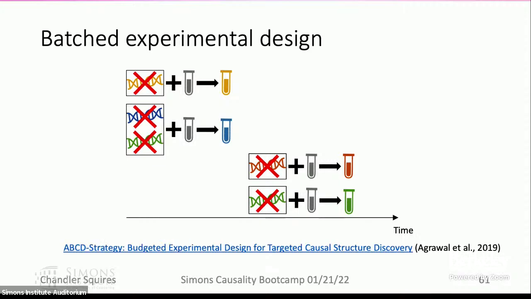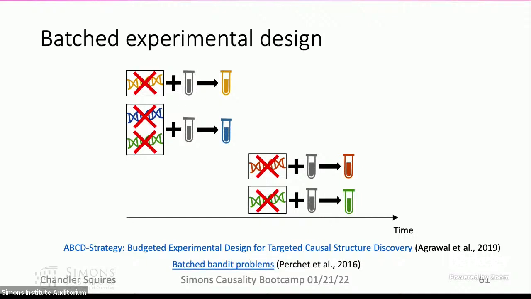So again, this paper that I mentioned does this also in the batch setting, using these submodular function optimization techniques that we discussed in the passive setting for optimization within the batches. And then an information greedy approach between batches.